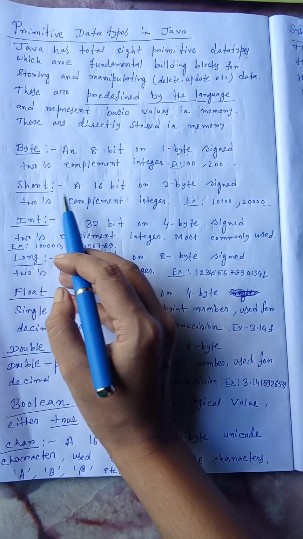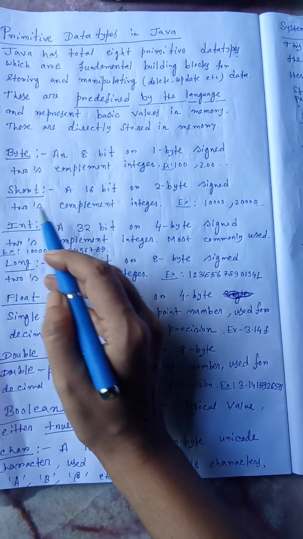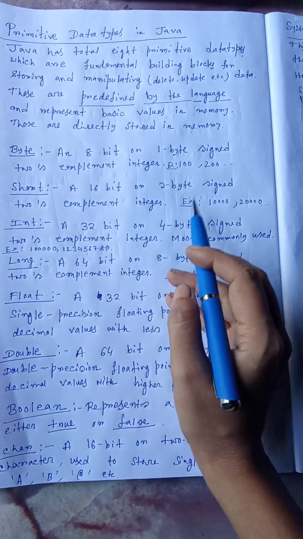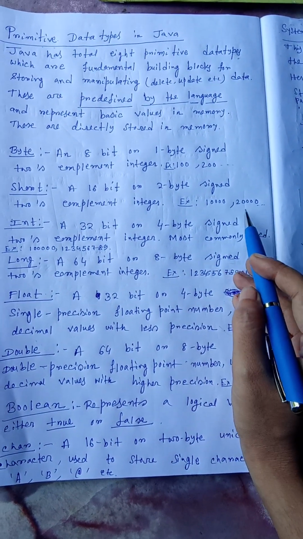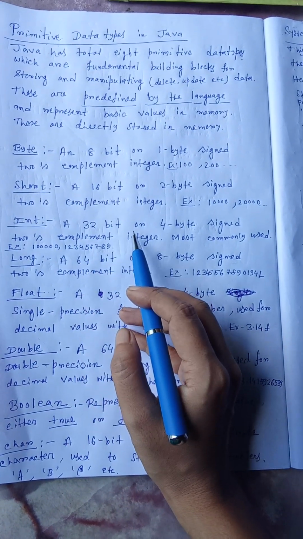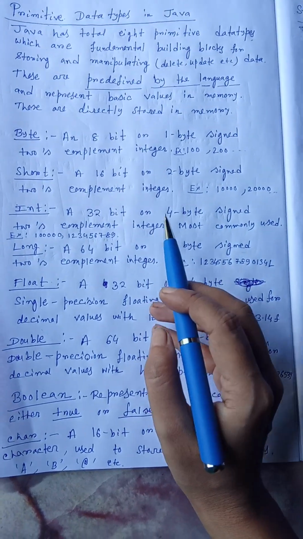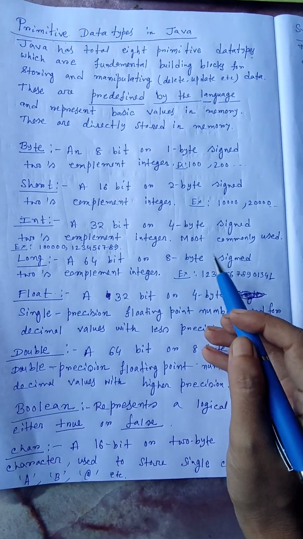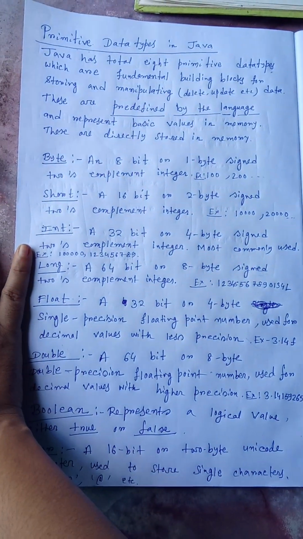Then comes short. It can store a 16-bit or 2 byte signed 2's complement integer. Examples are 10,000, 20,000 and so on. The int data type can store a 32-bit or 4 byte signed 2's complement integer. It is the most commonly used primitive data type in Java. Always remember, int is the most commonly used primitive data type in Java.